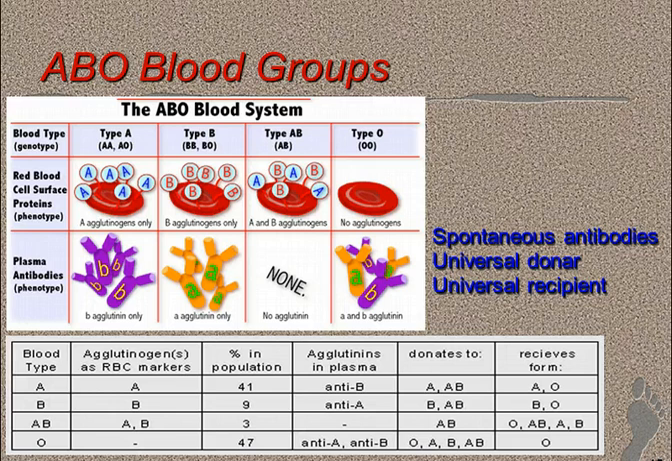Alright, spontaneous antibodies. This type O person right here at the end, even though type O may have never ever in a million years gotten any blood of any kind, from about the time they were 6 months old, their immune system was making anti-A and anti-B. That's why they're called spontaneous. You don't have to be exposed to the agglutinogen for your immune system to make the antibody to it. We'll talk more about universal donor and recipient coming up in a minute.